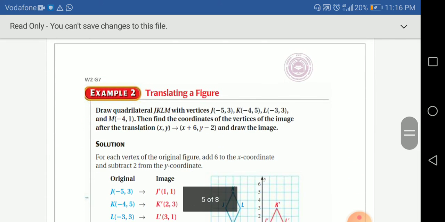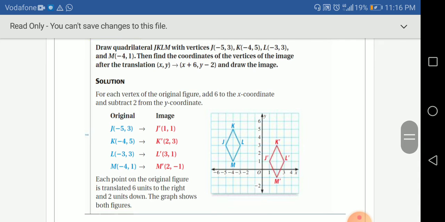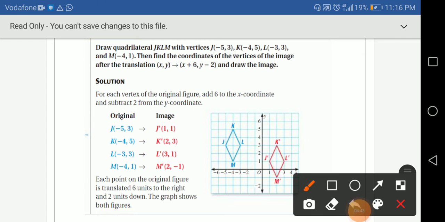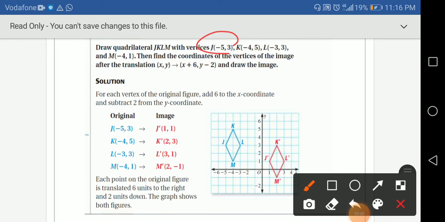Okay, I have another thing, translating figures. Draw quadrilateral JKLM with the given vertices J, K, L and M. I'm going to draw the original one and then find the coordinates of the vertices of the image after translation, and the rule is given here for x and y: x plus 6, y minus 2. So guys, I'm going to take every point, like J, and apply the rule to it. So I have negative 5 and 3, for example, x plus 6.